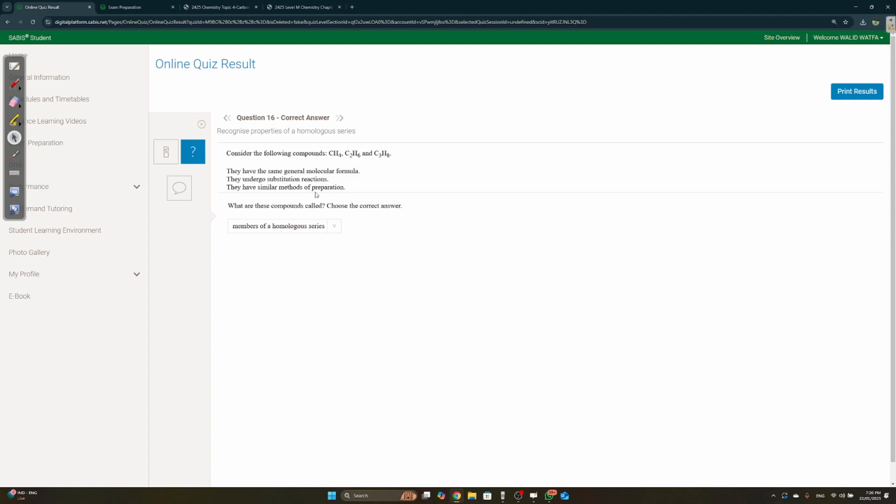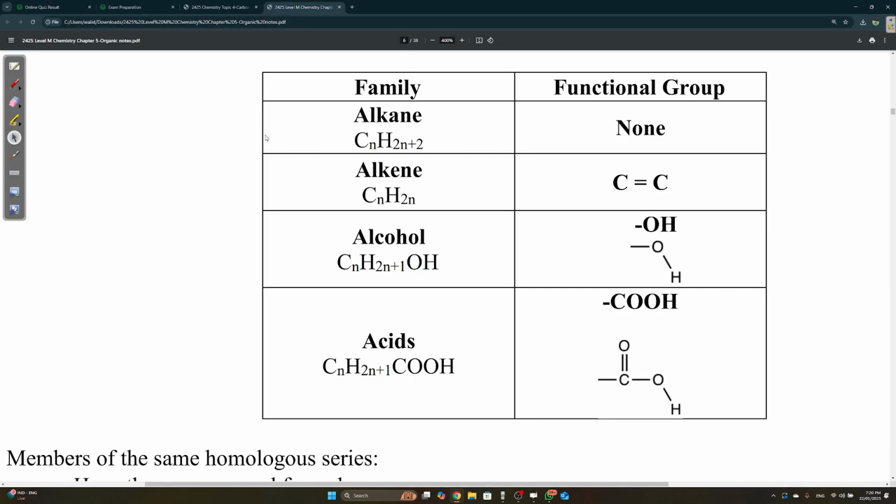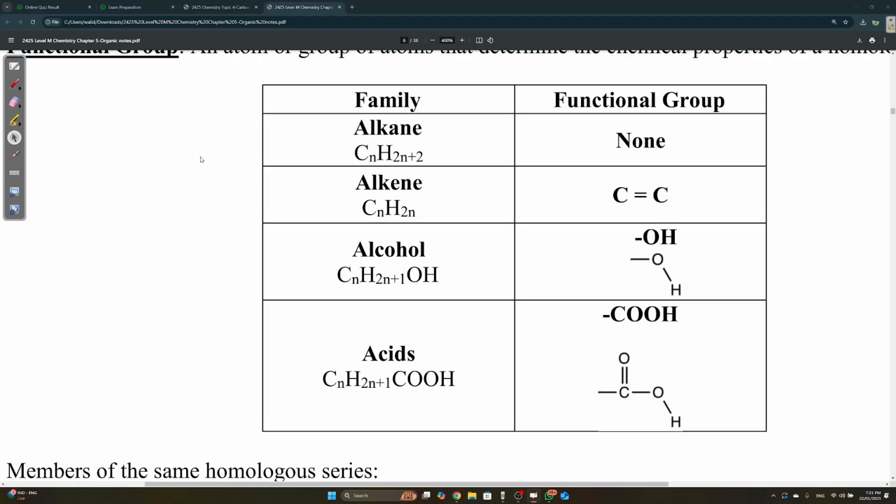Question 16. Consider the following compounds: CH4, C2H6, and C3H8. They have the same general molecular formula, they undergo substitution reactions, and they have similar methods of preparation. What are these compounds called? Members of a homologous series. These families, alkane, alkene, alcohol, acids, are called families. If two compounds are part of alkane, then they're part of a homologous series.